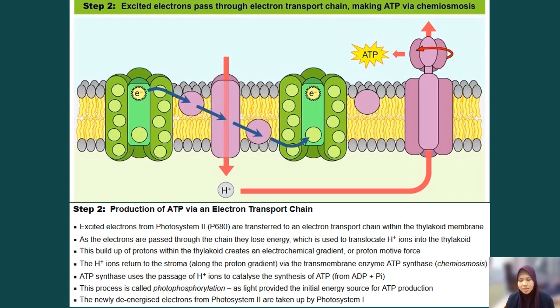As the protons flow down the gradient and into the stroma, they pass through the ATP synthase, this pink structure, and it drives the ATP production in a process known as chemiosmosis.